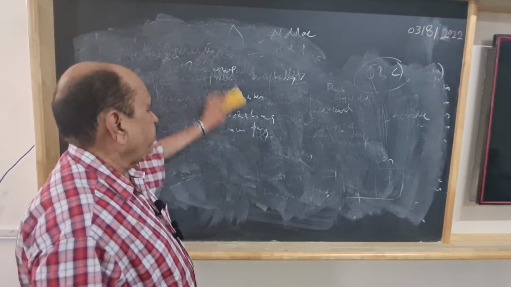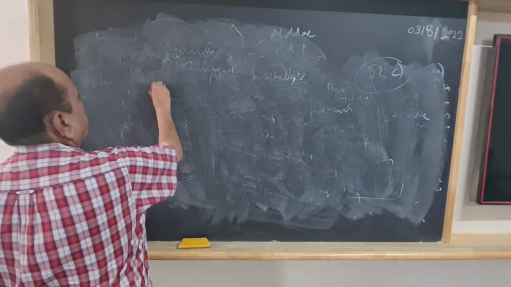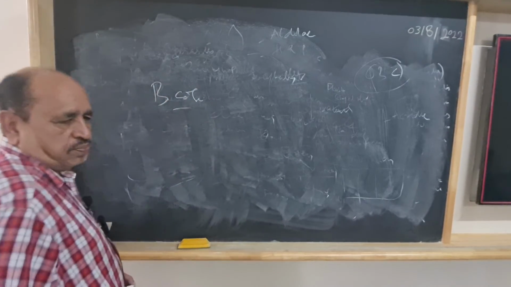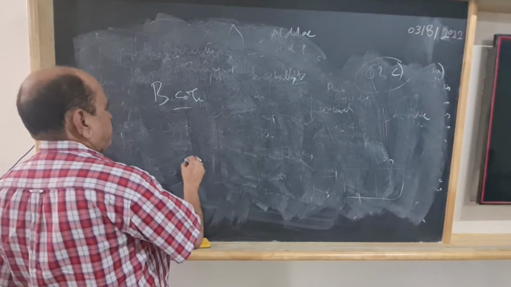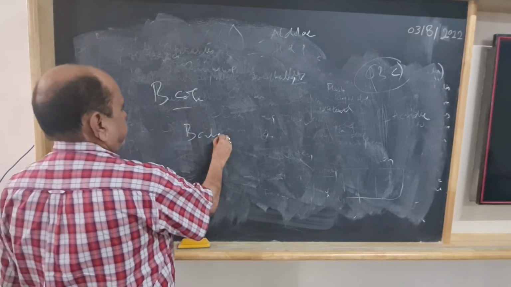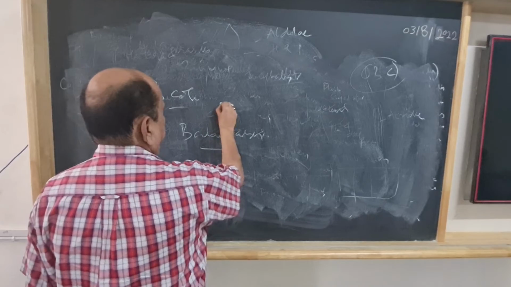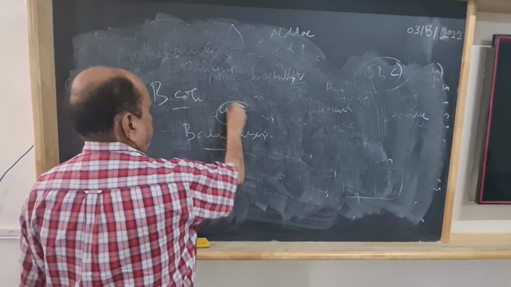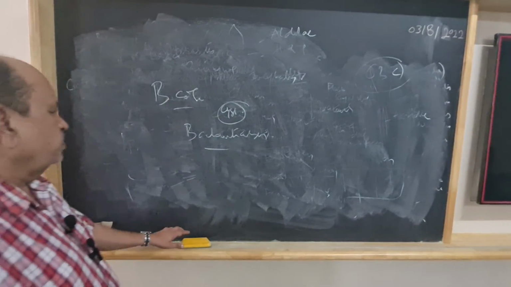The next parasite is Balantidium coli. This is a pig's parasite. Man gets accidentally infected by consumption of cysts. It is just like Entamoeba histolytica and gives rise to diarrhea.